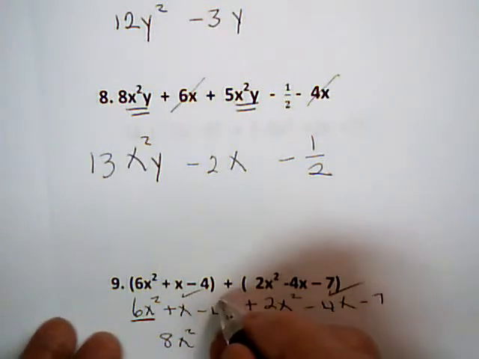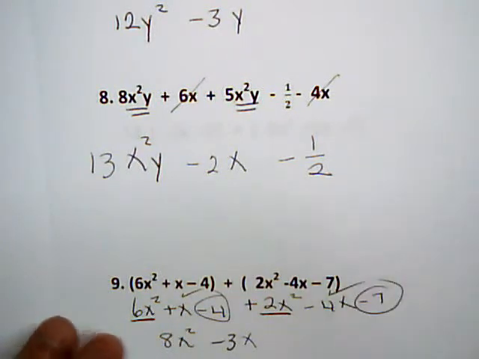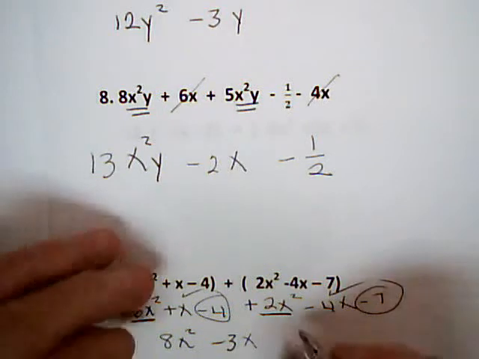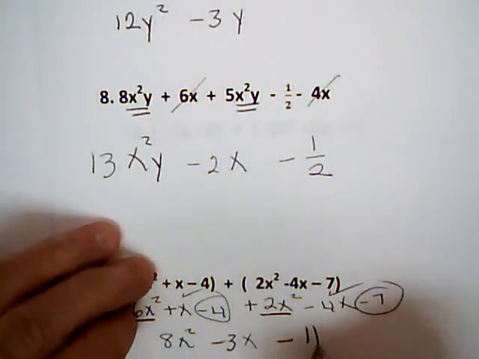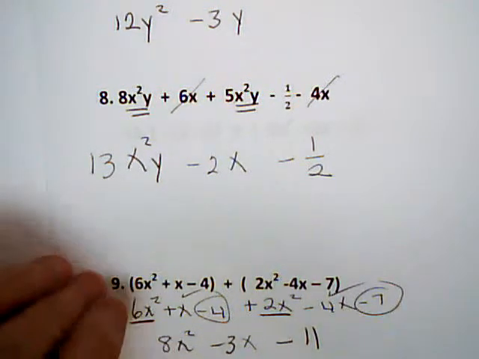And finally, my constants. Negative 4, negative 11. The signs are the same. I'll add, keep the same sign, negative 11.